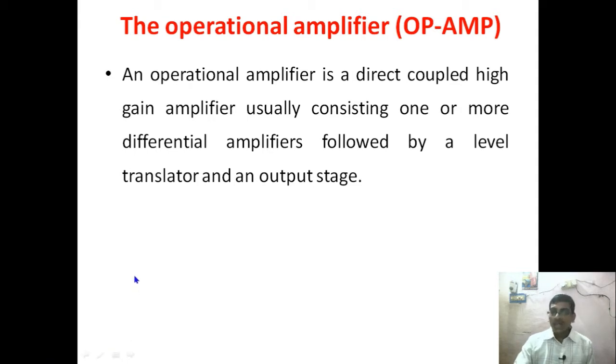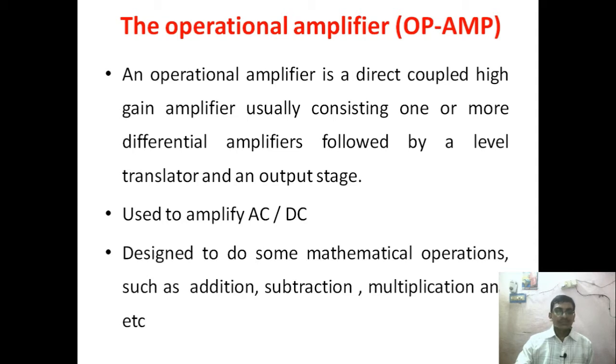The operational amplifier is a direct coupled high gain amplifier, usually having one or more differential amplifiers followed by a level translator and output stage. It is used to amplify AC signals as well as DC signals, and is designed to do some mathematical operations such as addition, subtraction, multiplication, and so on. This is the reason why it is called an op amp, operational amplifier.